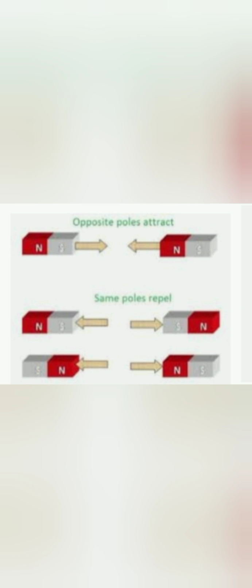This means when we bring them close to each other, a north pole repels another north pole but attracts the south pole. Also a south pole repels another south pole but attracts the north.